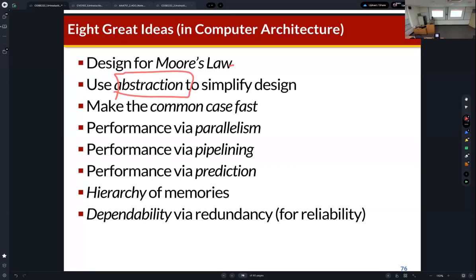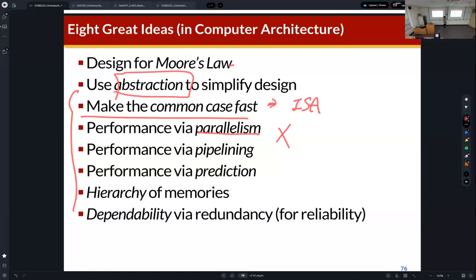And make the common case fast. This is a great idea to develop a processor: to make the common case fast, and this is related to the instruction set ISA. And performance can be improved by parallelism, parallel processing, or parallel execution. Okay, so we can increase performance via parallelism.